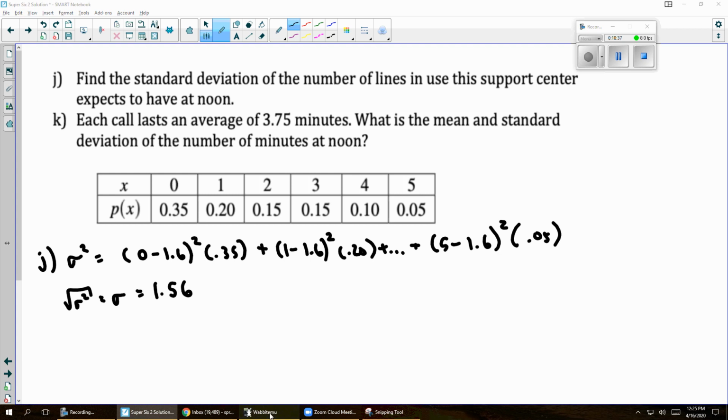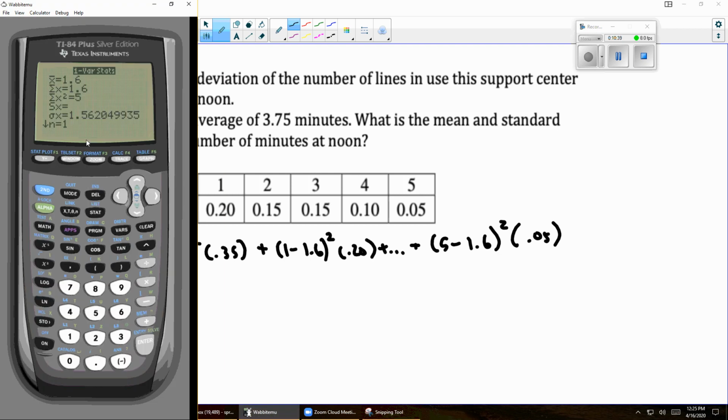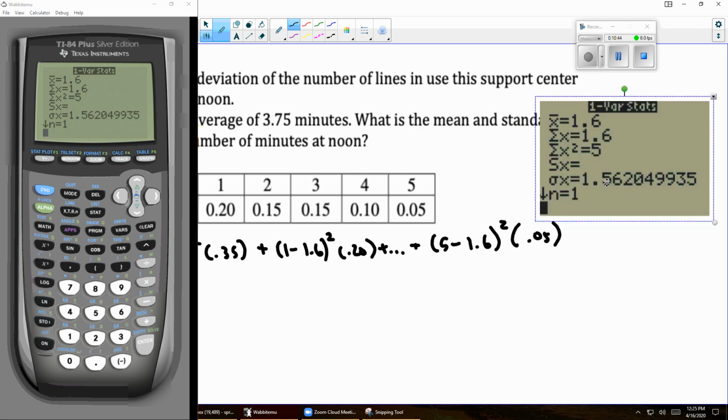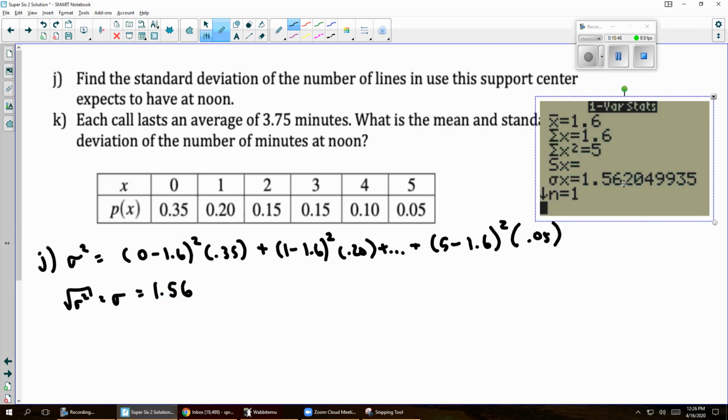Now I could also do this on my calculator. See, here's actually, I still got it, my one variable stats, and there's the 1.56 right here. That's the standard deviation of all of that.